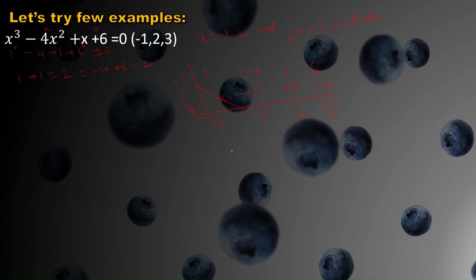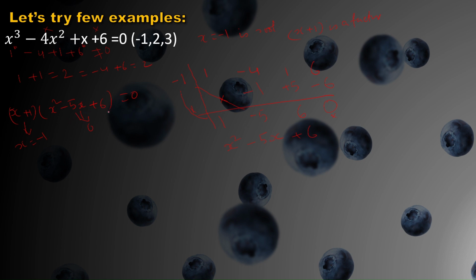So how to write this? This is the first coefficient, second coefficient, and third coefficient. Three terms means it will be a quadratic equation. So we can write it like this: x square minus 5x plus 6. So this is the factor. This polynomial can be written as x plus 1 bracket x square minus 5x plus 6 is equal to 0. This root we have already found, and for the quadratic we can use middle term splitting.